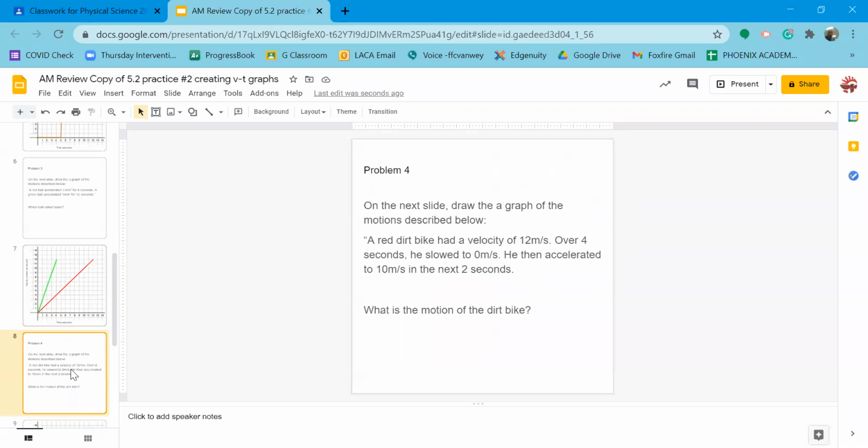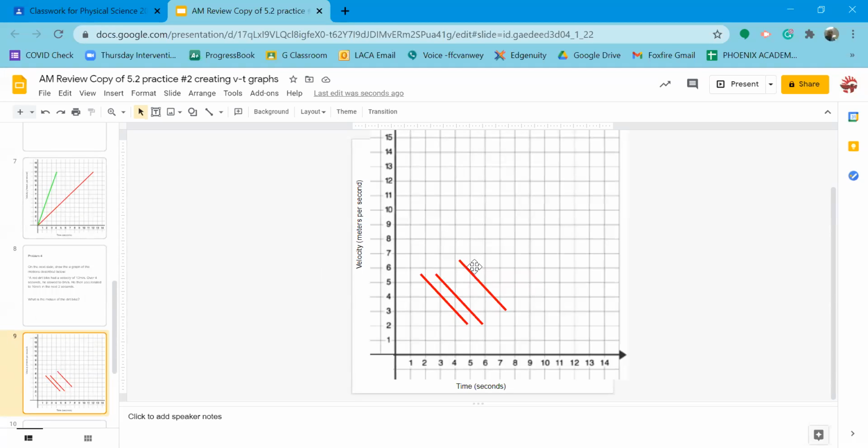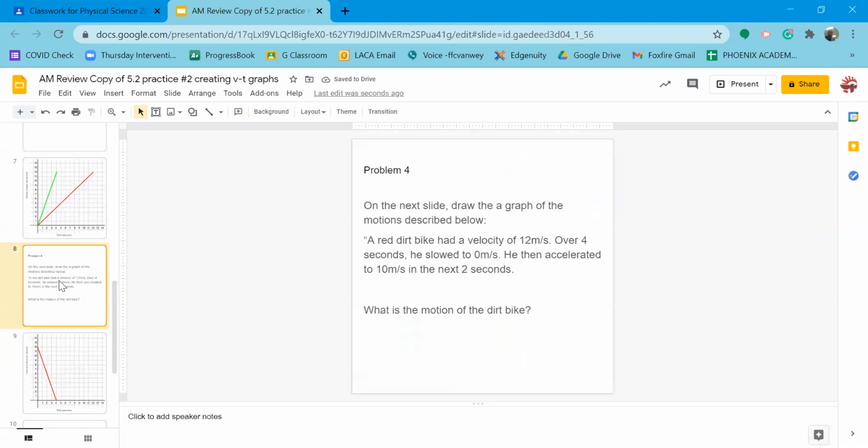On the next slide, a red dirt bike, a velocity of 12 meters per second. Okay, so we're just going to start at 12 meters per second. Put this line up here. Over 4 seconds, he slowed to 0. So 1, 2, 3, 4 seconds, he got down to 0. Bam. Okay. He slowed way down.